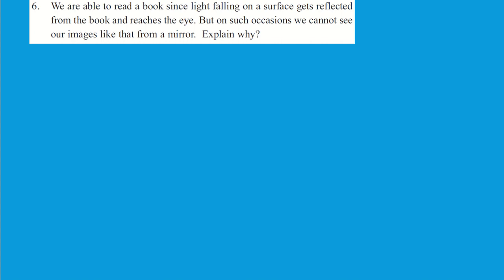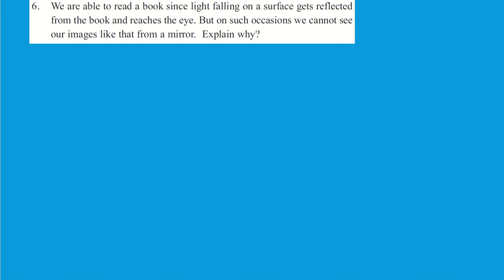Both, but on such occasions we cannot see our images like that from a mirror. Explain why. We are able to read a book since light falling on a surface gets reflected from the book and reaches the eye. Definitely we are able to see things because of reflection of light. But during that time, we cannot see our images like that from a mirror.